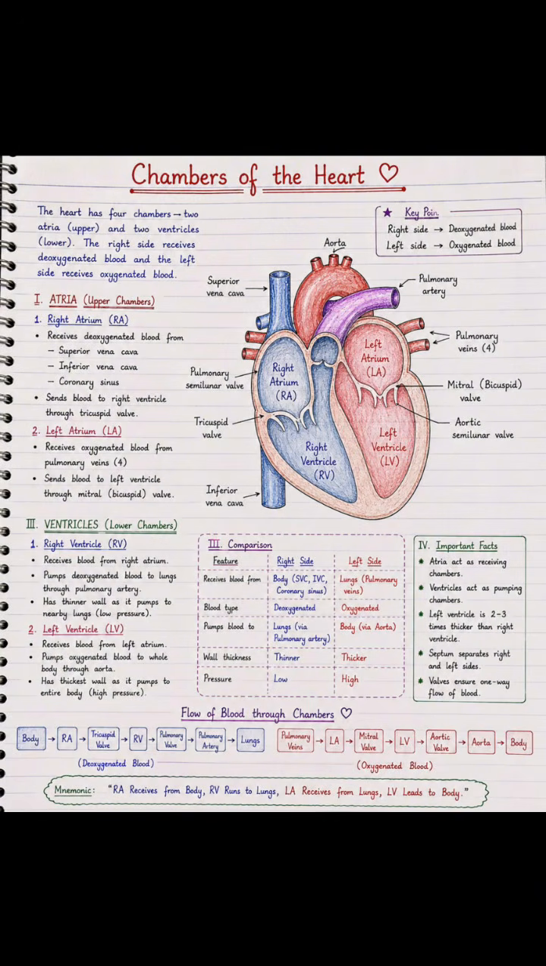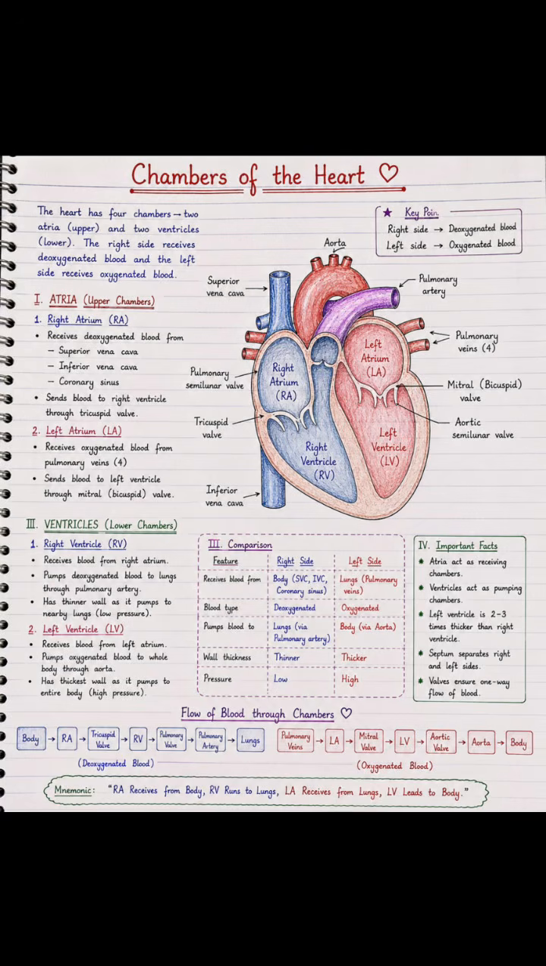Now, let's talk about the left ventricle, or LV. It receives blood from the left atrium. Then it pumps oxygenated blood to the whole body through the aorta. The wall of the left ventricle is thicker because it pumps blood to the entire body, so the pressure is high.